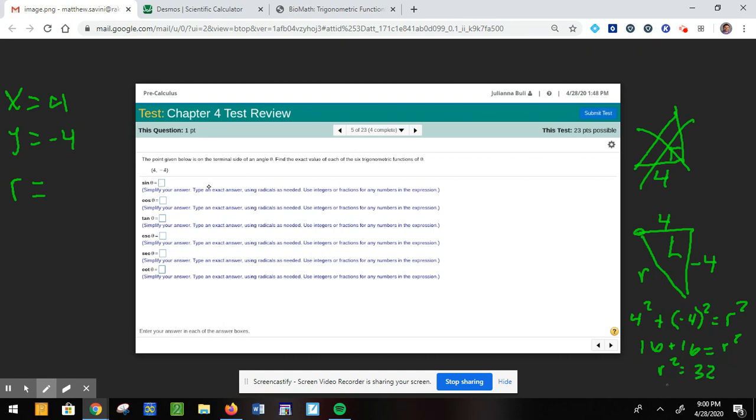Take a square root of both sides, and you've got r is equal to square root of 32, which is going to end up being 4 root 2. Other way you could have got that would be recognizing that this is a 45, 45, 90 triangle and knowing the ratios, whatever. But the r in this case is then 4 square root 2. Okay.